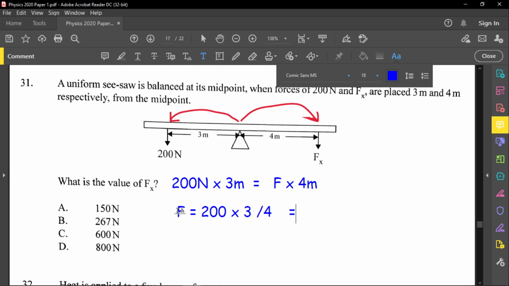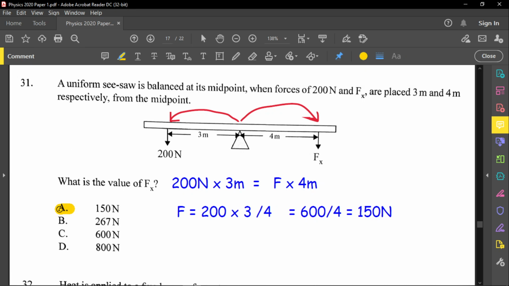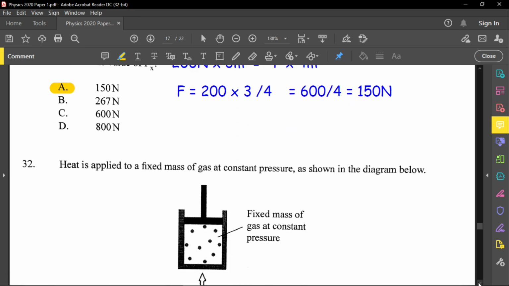So therefore, 200 times 3 gives you 600. So 600 over 4. Let's say 600 divided by 4, which is equivalent to 150 newtons. Okay, so that force will be 150 newtons. So in this case here, our option is A. Again, this is moment of force. Okay, all right, so let's go to question number 32.